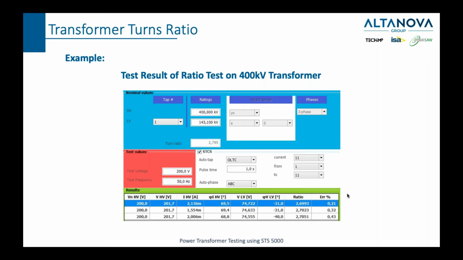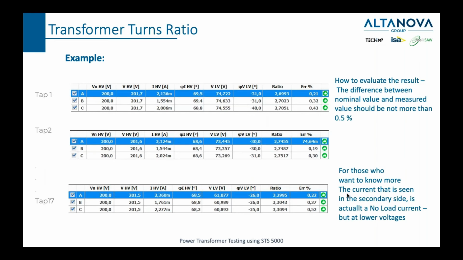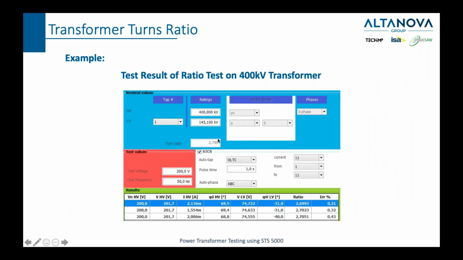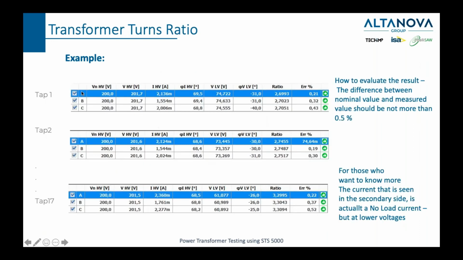And when you actually do a test on 17 positions of tap, you would get a result like this. So here, this is actually this test, but this is only one. This was only position 1 on low voltage. Now we have 17 positions here. Of course, we have shown only 3. And here we can see, first of all, how ratio changes from 2.7 until 2.75 all the way to 3.3, which is normal as you change the position of a tap changer. And you also see the error.